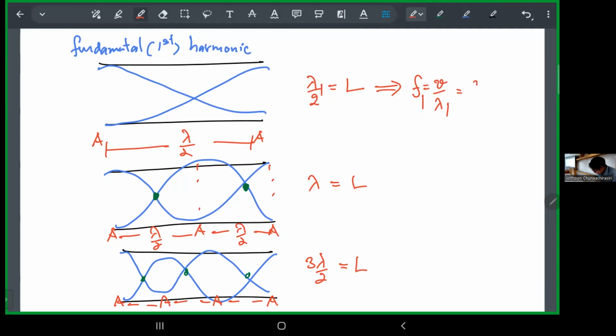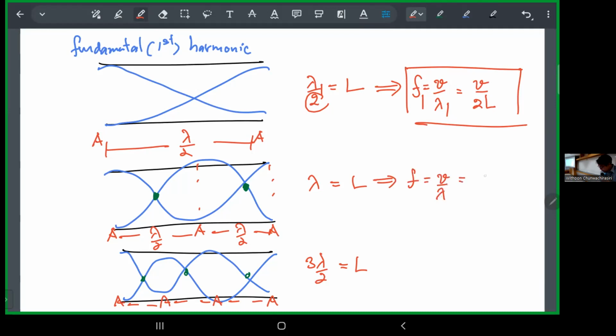And then I put V over, here, move 2 to the right, is 2L. That's it, guys. That is your fundamental frequency, V over 2L. And if I do this for the second case, frequency is V over lambda. It's going to be V over L, and I can just plug in number 2 over 2.